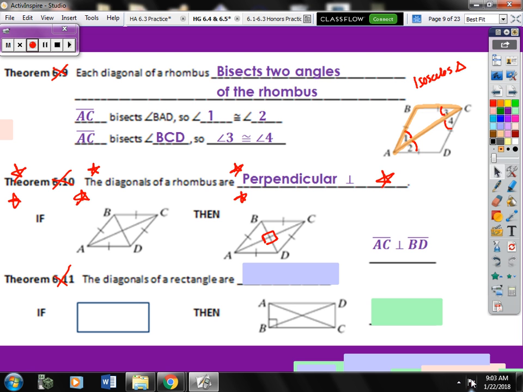Okay, the next one is our rectangle. If we have a rectangle, that would be a parallelogram that has 4 right angles. And we also should know a rectangle also has opposite sides being congruent. That's because it's a parallelogram, and a parallelogram has those properties, right? So then the diagonals of a rectangle are going to be congruent.